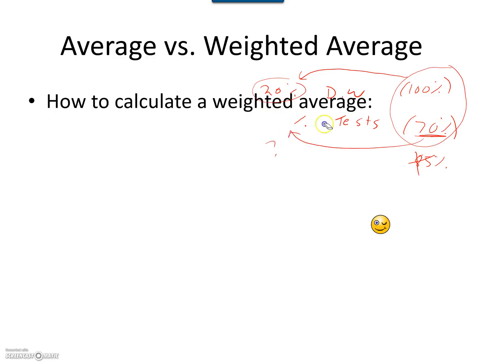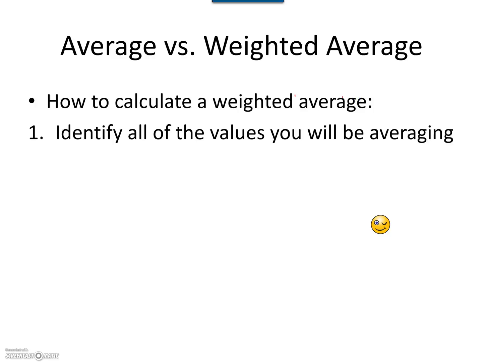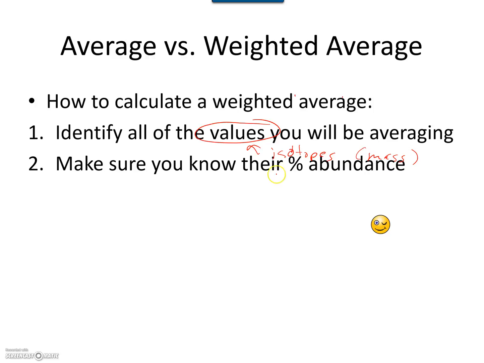So how do we go about calculating weighted averages? I'm going to show you some steps, and then after that, I will go through an example with you just to explain how that works. Step 1, identify all the values. Typically for us, that's going to be the isotopes, and we'll usually use their mass number. So the values we'll be averaging are typically the masses of the isotopes. Step 2, make sure you know their percent abundance. The nice thing is steps 1 and 2 are given.